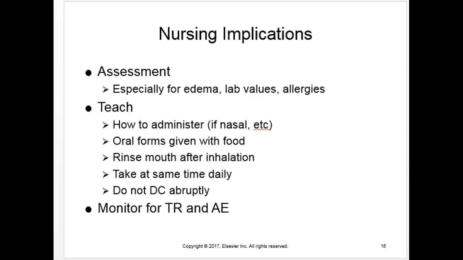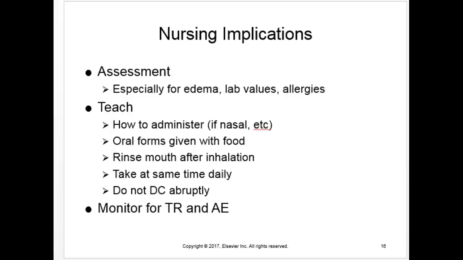Nursing implications. We want to assess, right? We want to know blood pressure for sure. We want to assess for edema. We want to assess for baseline electrolyte imbalances, because we know these drugs cause electrolyte imbalances. They may alter serum glucose, so we want to monitor that as well. We want to give the oral meds with food or milk, because we know that steroids upset the stomach. We don't want to give with NSAIDs or aspirin, because that'll compound the stomach upsetting issue.